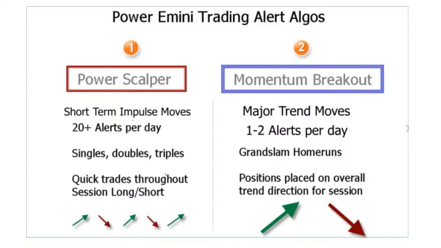So the momentum breakout system is a different type of approach where we're trying to focus on catching the major trend of the session, right? We're trying to stay away from all the little wiggles and go for the grand slam home runs.